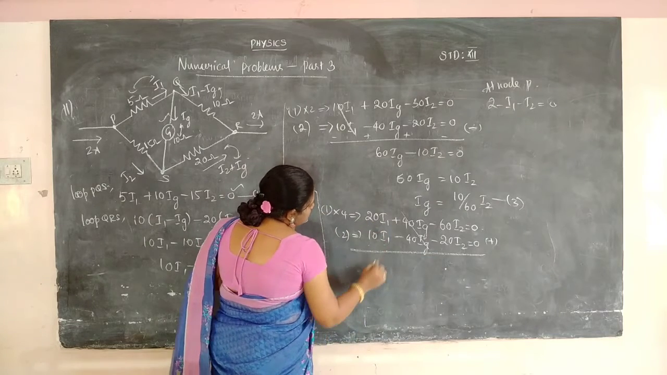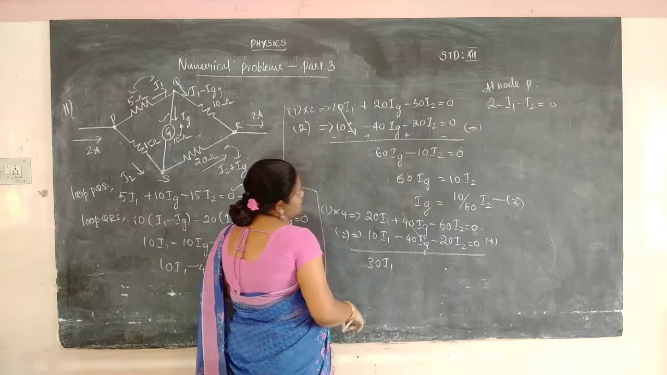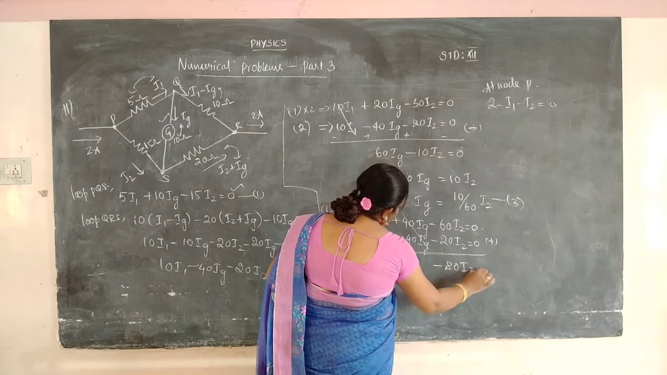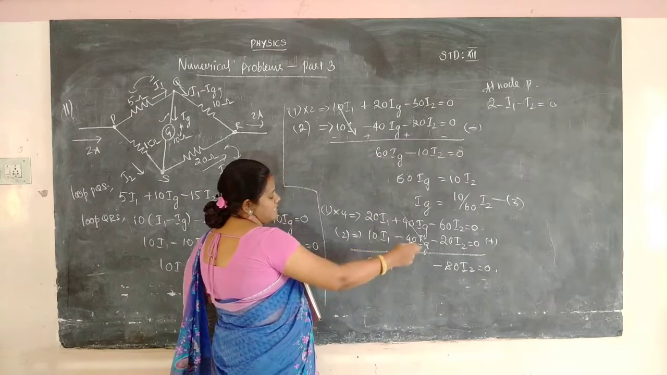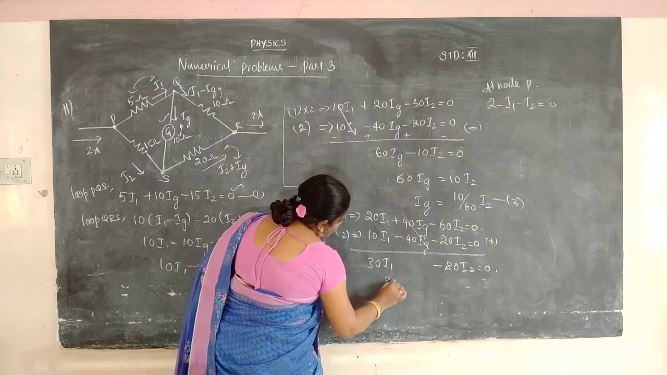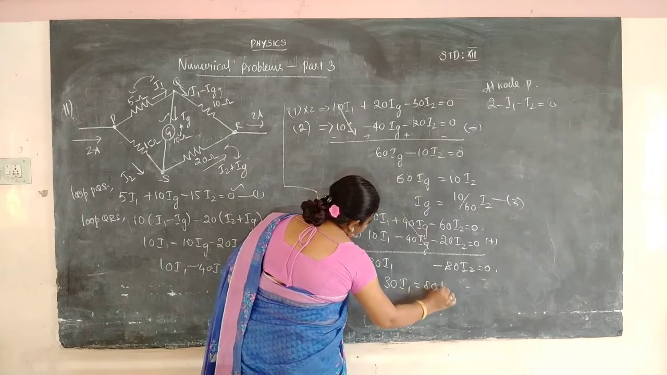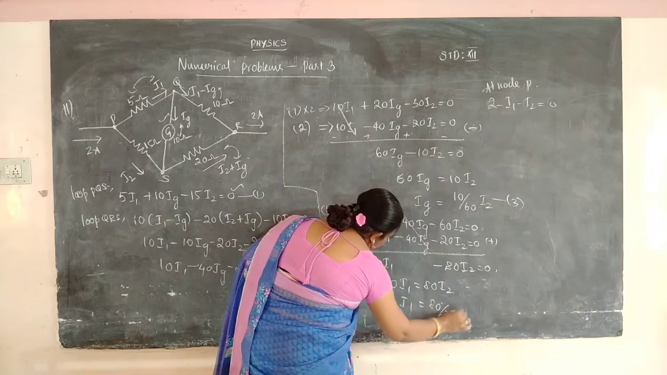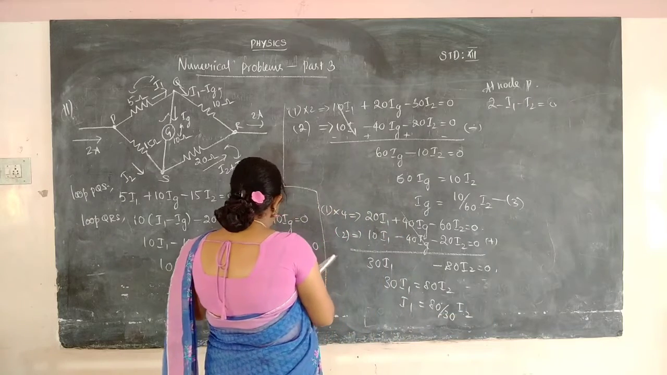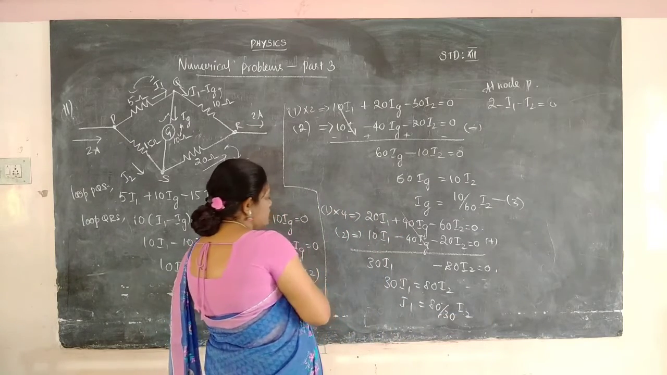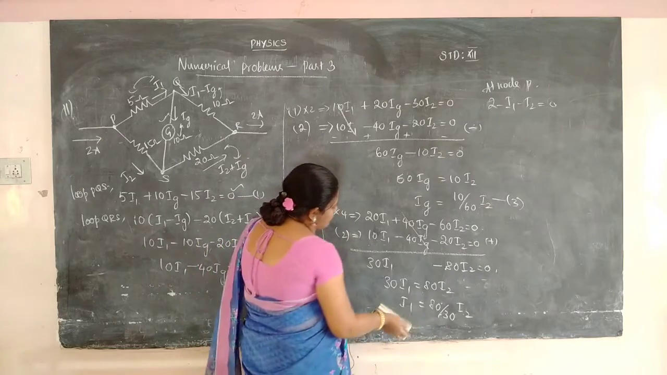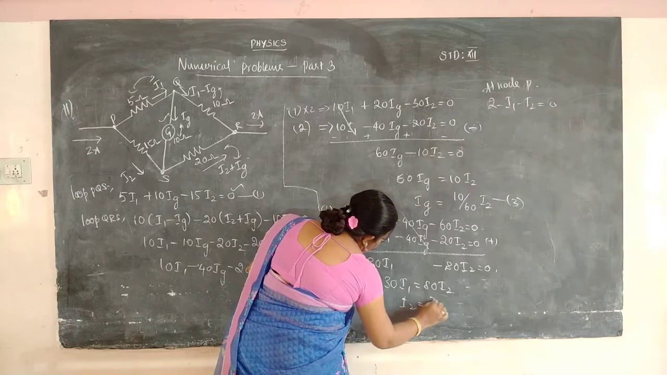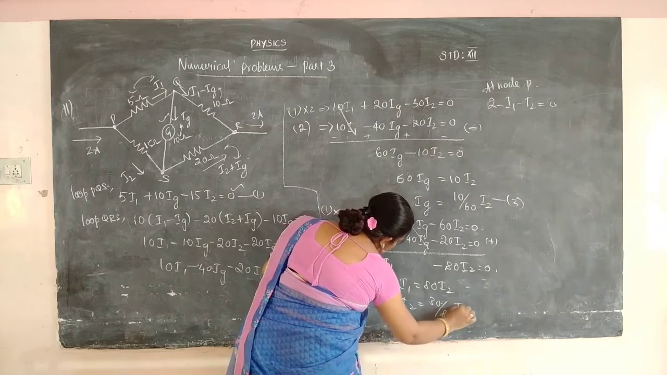So 20 plus 30i1, then minus 80i2, it will be equal to 0. 30i1 minus 80i2 equal to 0. So 30i1 is equal to 80i2. We want i1, so i1 is equal to 80 by 30 into i2. But we want i2, so i2 is equal to 30 by 80 into i1.